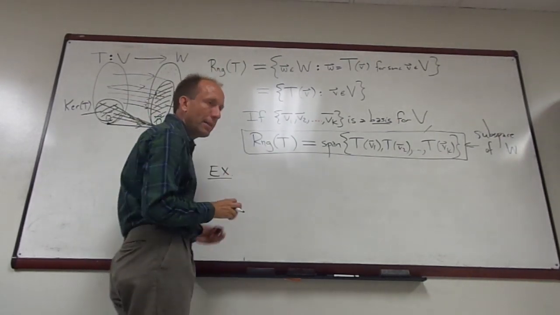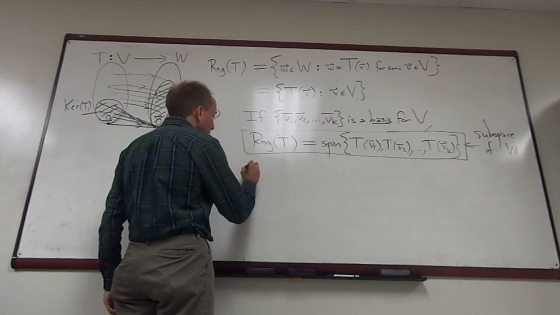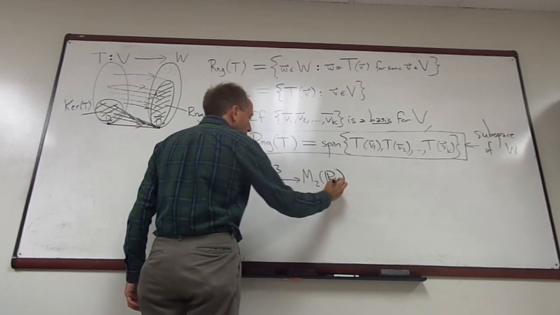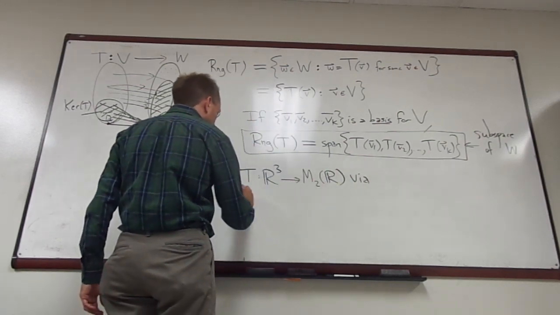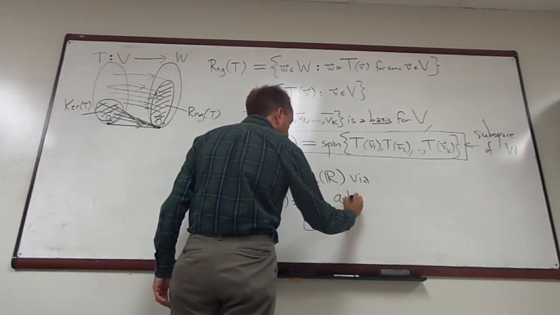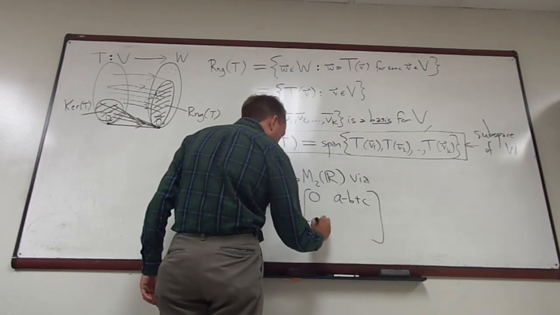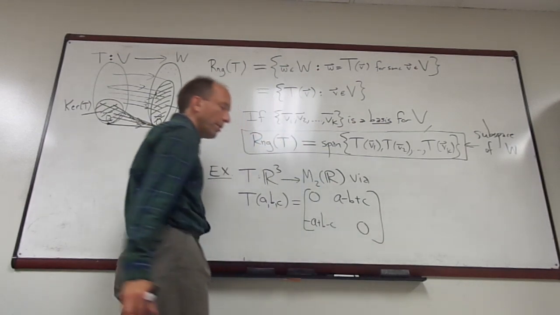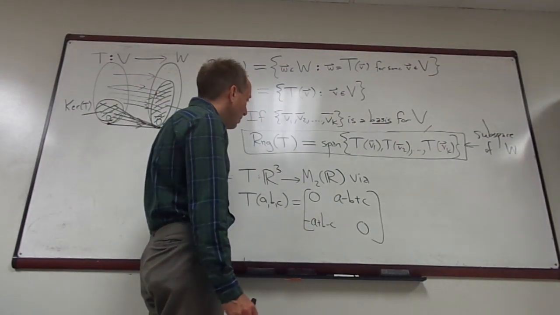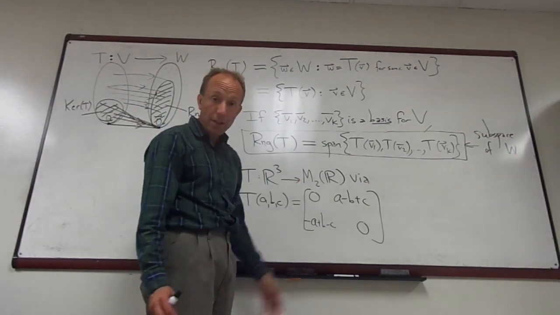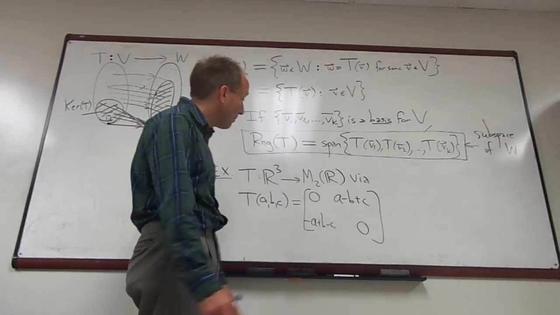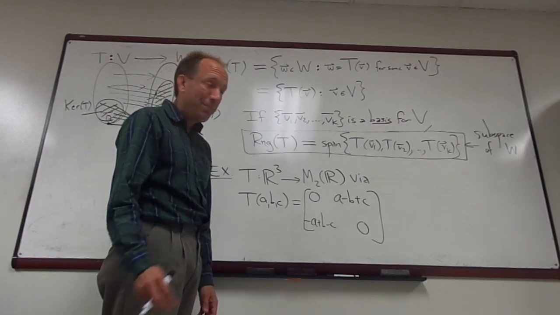Actually, let's go back to the one that I did in the other video clip about the kernel. We were doing T from R3 to M2 of R. And I think we did it via, it was T of (a, b, c) equals the matrix with entries 0, then a minus b plus c, and minus a plus b minus c, and 0. Okay? And I asked you to take my word that it's linear, and also that we calculated the kernel by setting this matrix equal to 0 and solving for a, b, and c. Okay? Let's find the range of T.